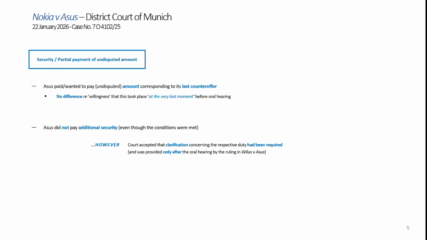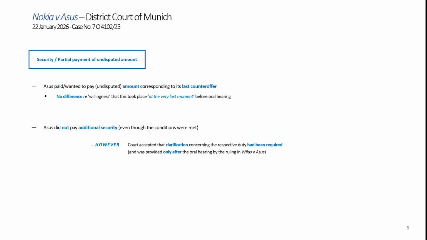Now here in the present case, Asus had, let's say, fulfilled only the first part. So the court accepted that Asus paid or wanted to pay. At least in the judgment, it's not clear whether we had an actual payment, because the court says there at some point that Nokia had some difficulties booking this amount. So it's not 100% sure whether there was an actual payment, but the court was in any case satisfied that Asus wanted to make this payment of this undisputed amount based on its last counter offer.